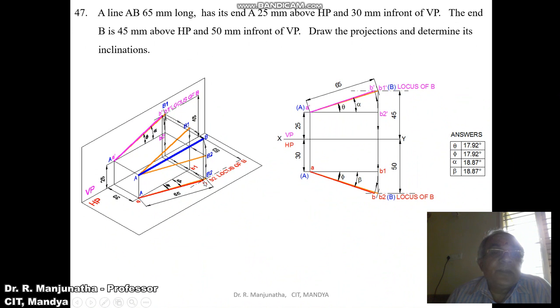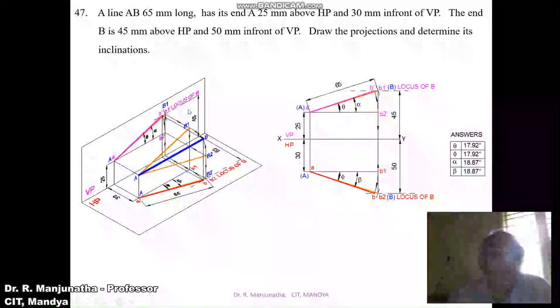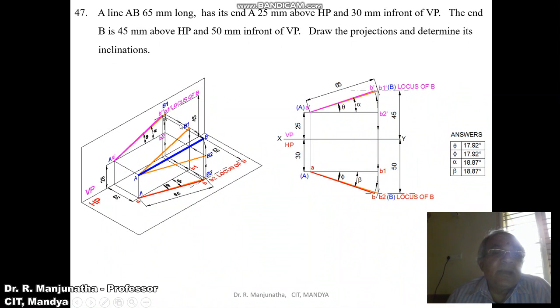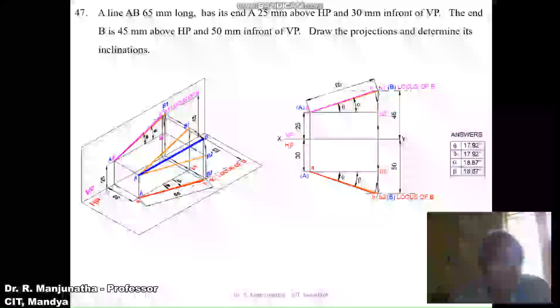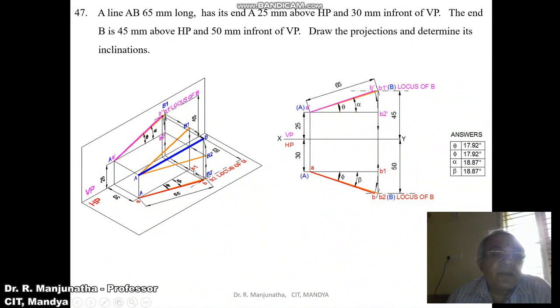So that is this line. Here, when you look from the top view, you can see AB1 is parallel to VP. So when it is projected, you can see that AB1 is parallel to VP. A is in front of VP by 30 mm and B1, the small B1, is also in front of VP by 30 mm. But actually, B is in front of VP by 50 mm.